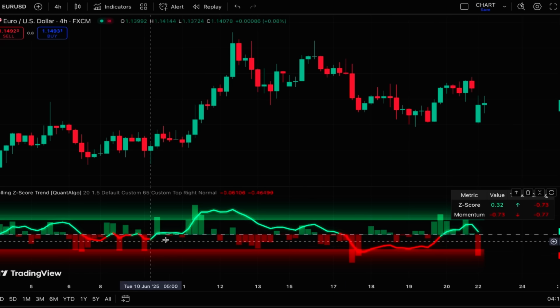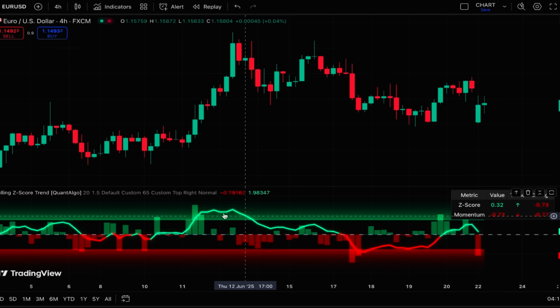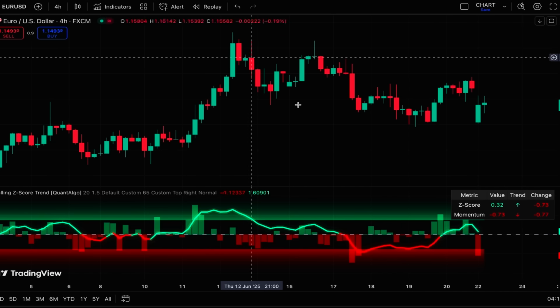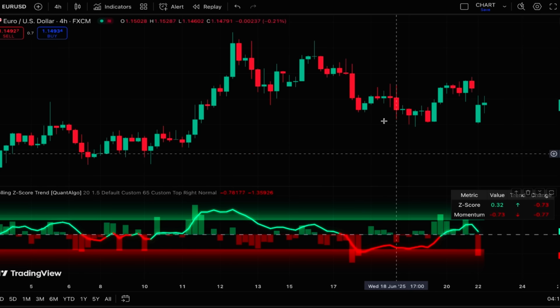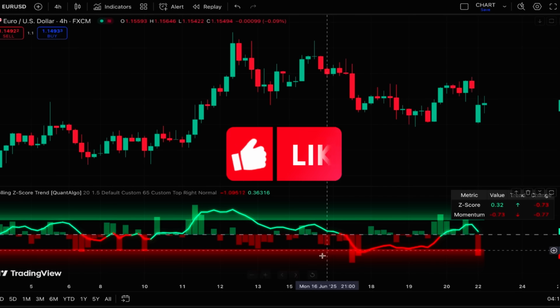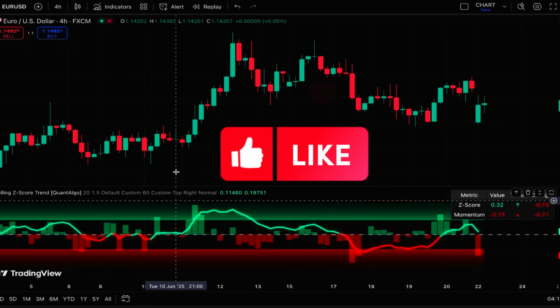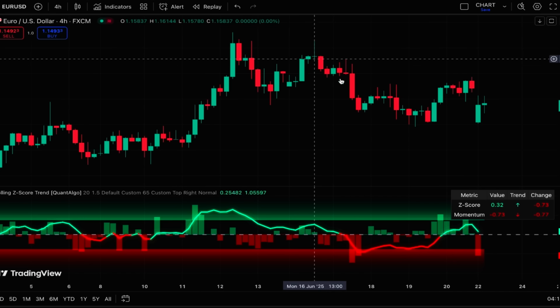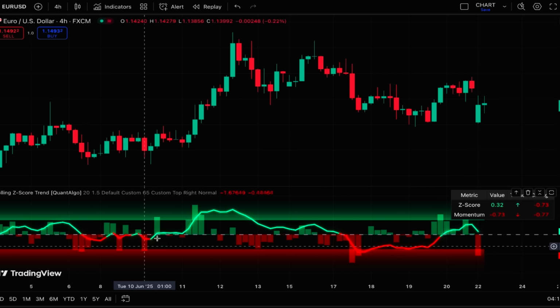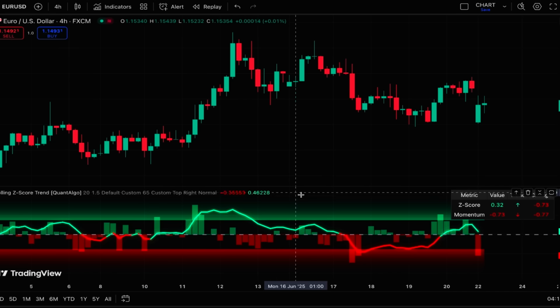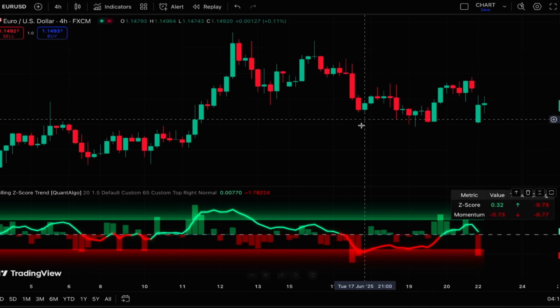So when the Z-score line is above the center line, we have greater upside momentum, and when it is below the center line, we have greater downside momentum. So the center line crossovers can be a signal for upside movement of the price or downside movement of the price. When the Z-score line crosses above the center line, it can be a bullish signal, and when it crosses below the center line, it can be a bearish signal.